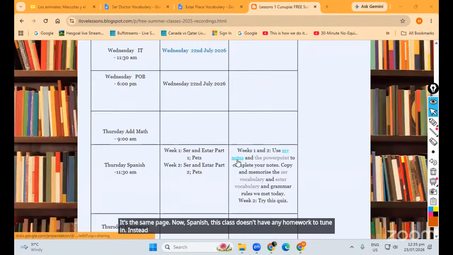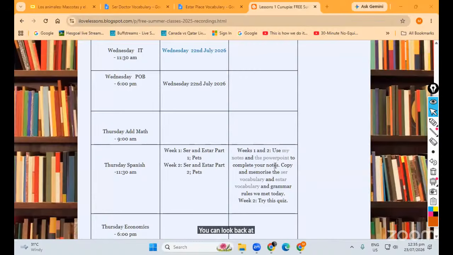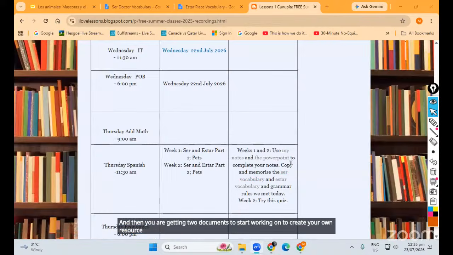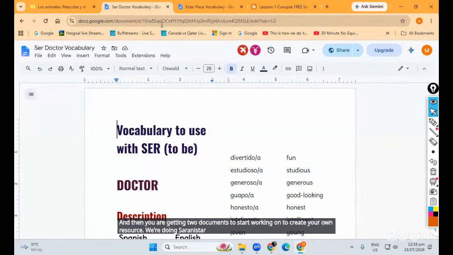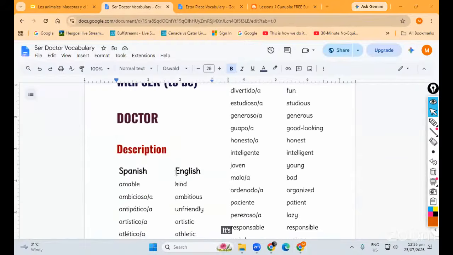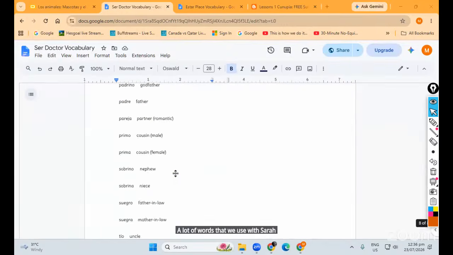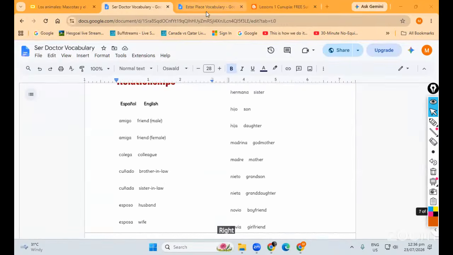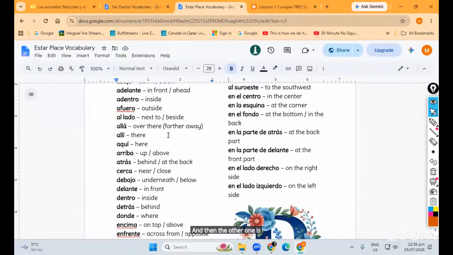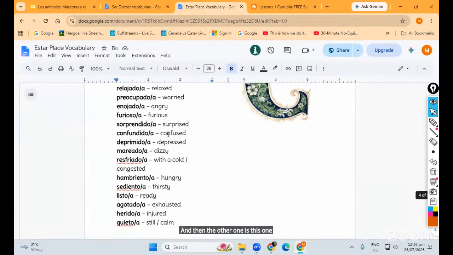Instead, your job is to complete any notes you didn't get a chance to. You could look back at the PowerPoint if you need to. And then you are getting 2 documents to start working on to create your own resource. We're doing Ser and Estar. The first document is this one. It's a lot of words that we use with Ser, right? And then the other one is this one, words that we use with Estar.